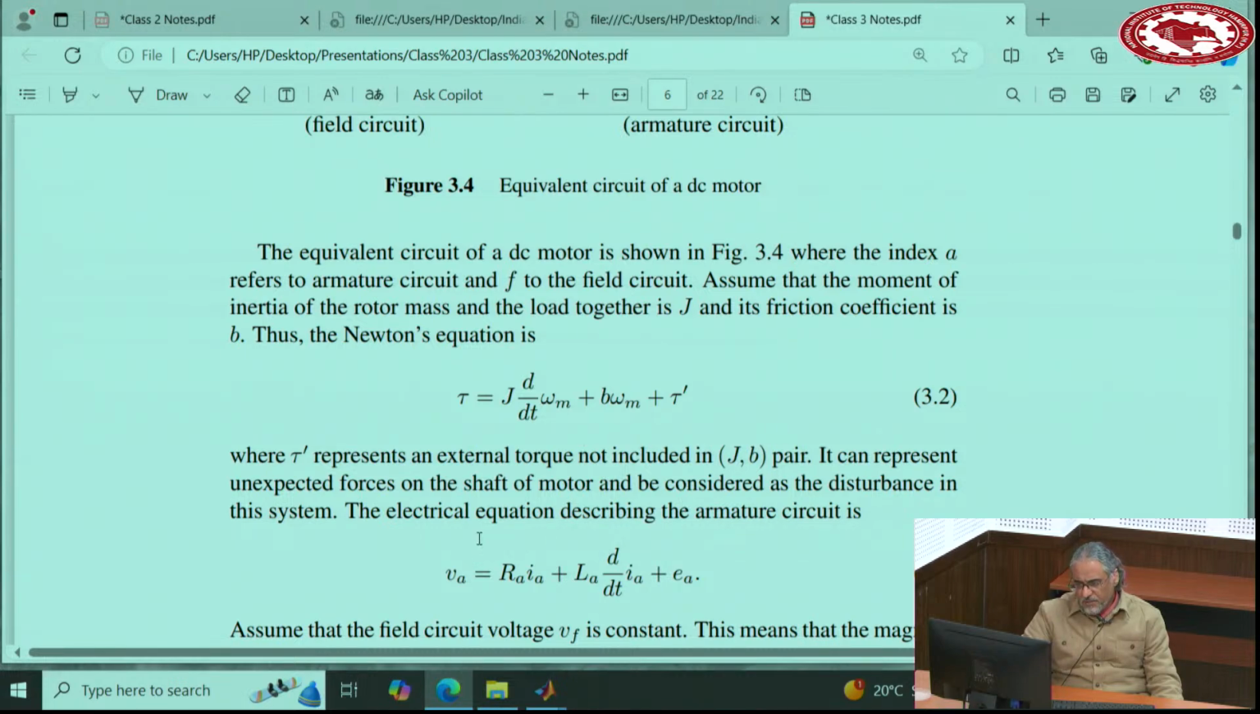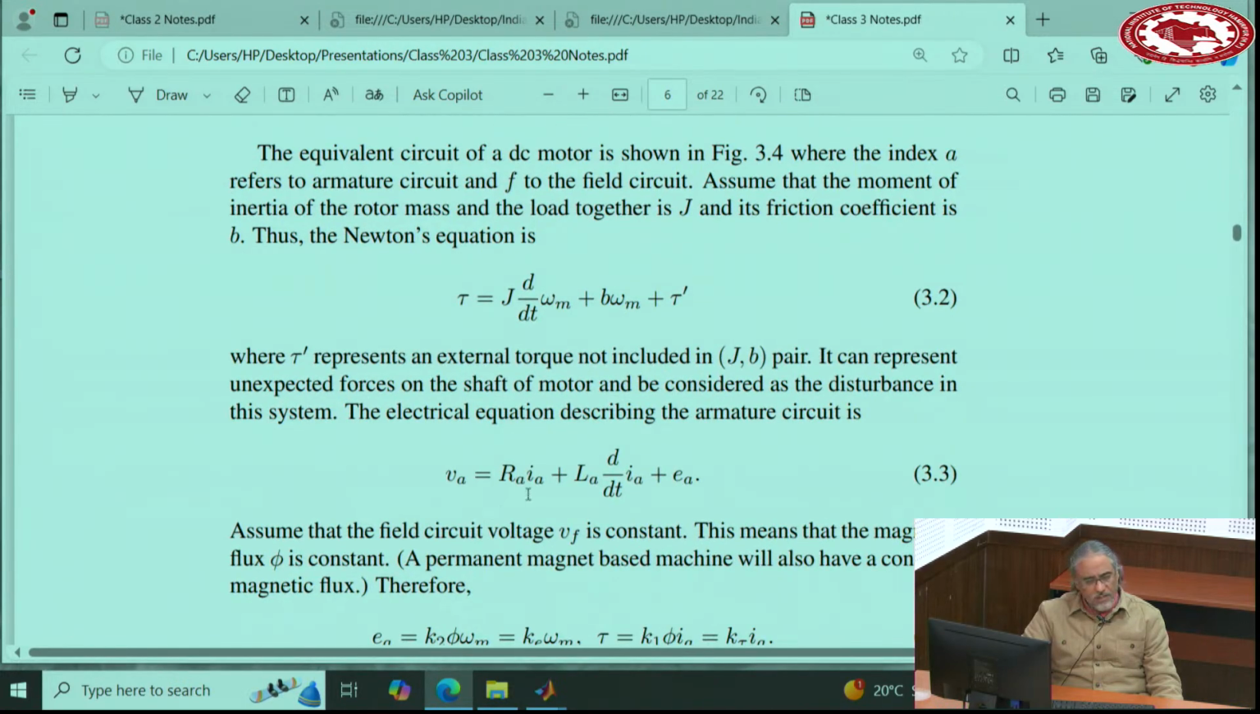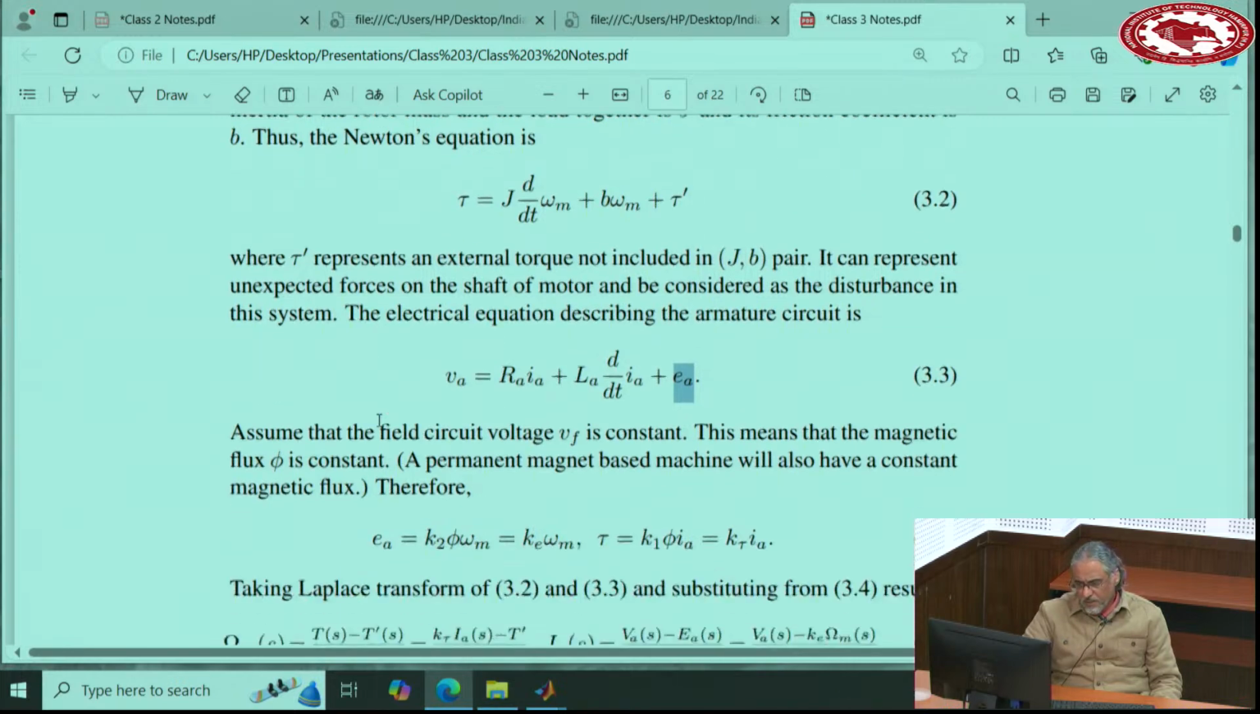This is the electrical equation on the armature circuit. It is a simple equation: VA is RA IA plus LA dIA/dt plus EA. Now we need to know how much torque the machine can produce and how much is the internal voltage. Otherwise the model is not complete.